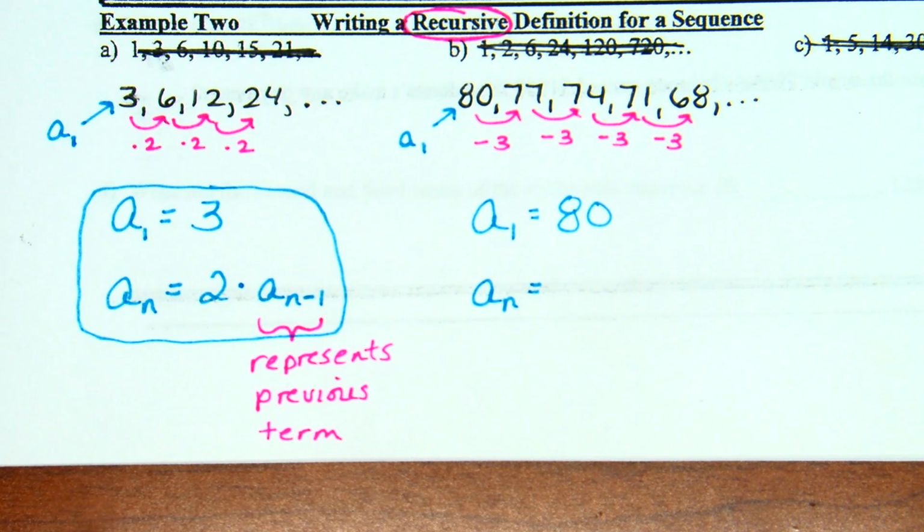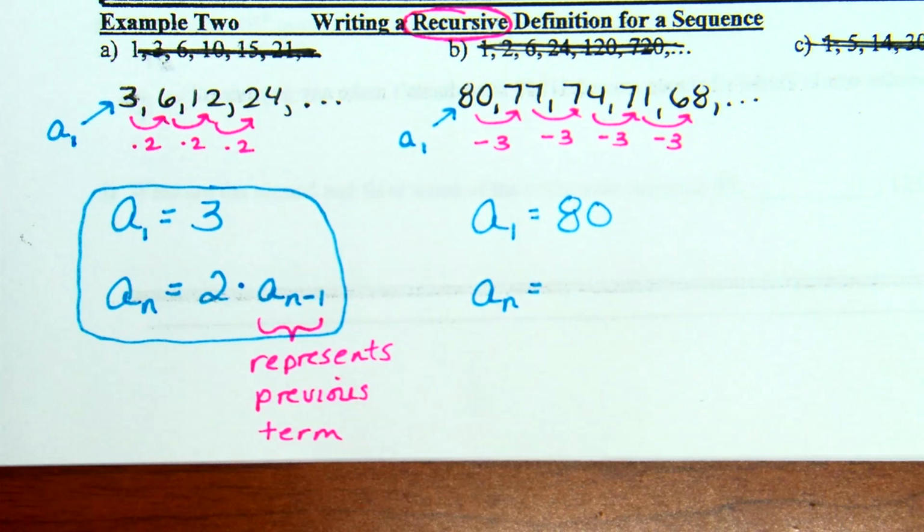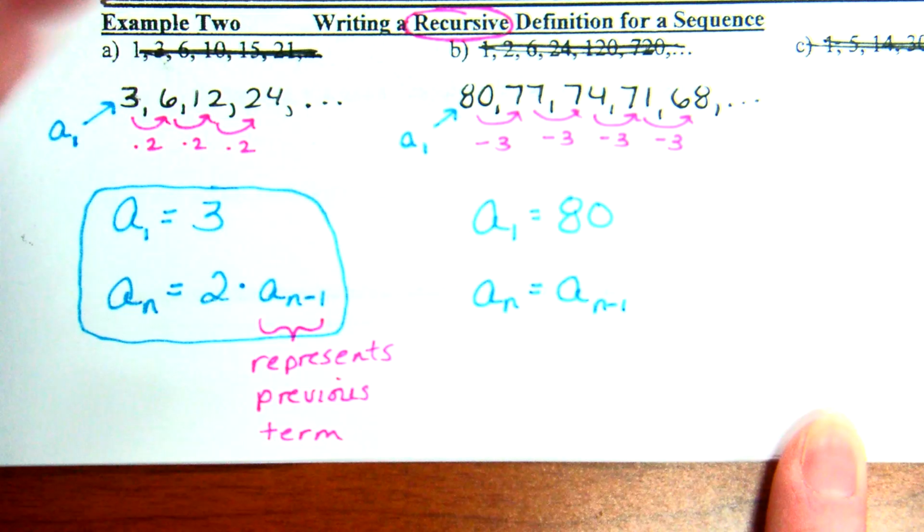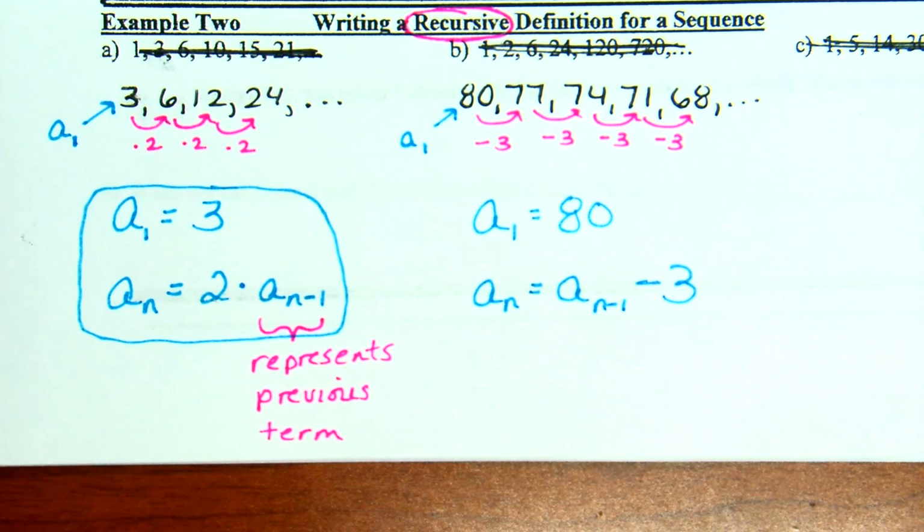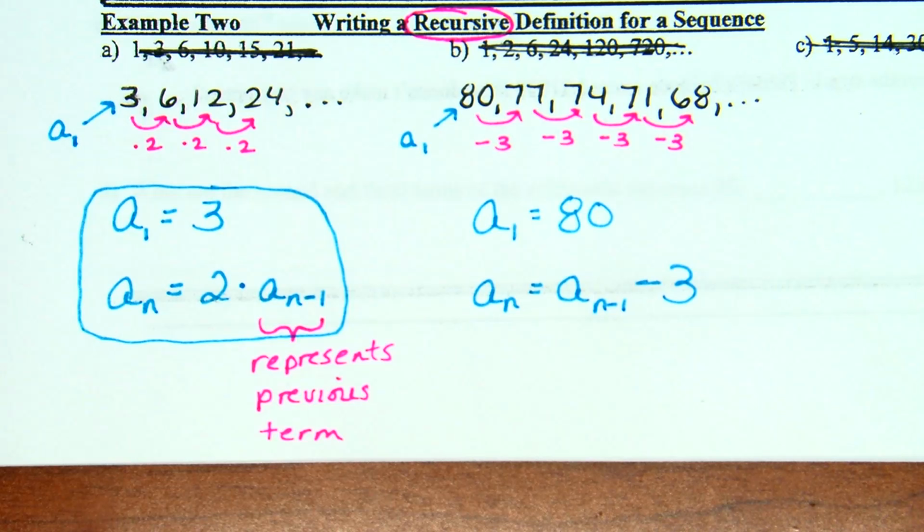Understood. Okay, so recursive step. We've got our initial condition. The sequence starts at 80. Now I need the formula. How do you always find the next term? We take A of N minus 1, which represents the previous term, and we subtract 3. So how am I going to write that? A of N minus 1 minus 3. Yes, you can put that minus 3 out there.